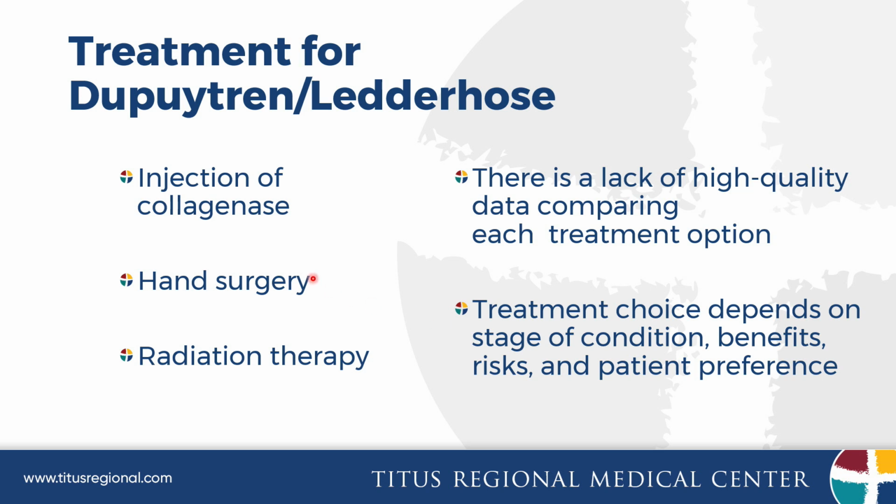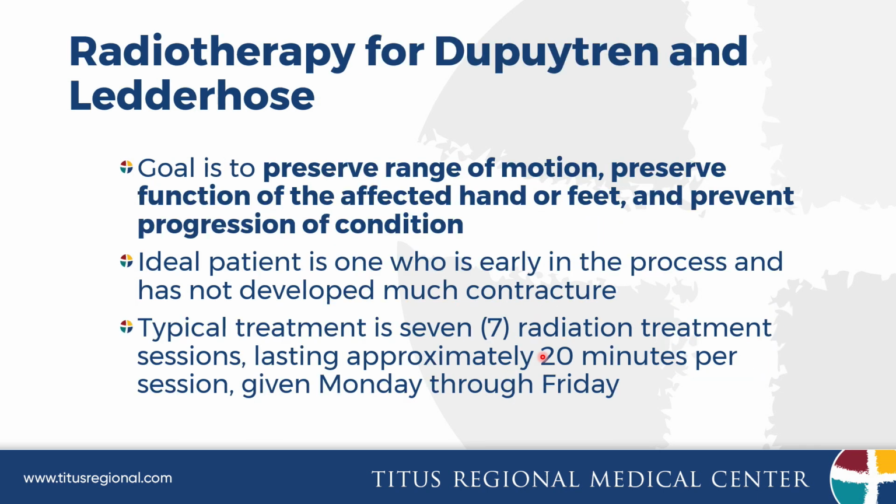There are a variety of different treatments out there for these conditions. They could be in the form of injection of a solution called collagenase. It could be radiation therapy, as we will talk about, and then there's also hand surgery. There are a couple of things that I need to mention. First, there's a lack of high quality data comparing each treatment option. And the treatment choice really depends on where you're at in the condition, that is the stage of your condition, what benefits you can expect from the treatment, what risk may be associated with it, and then what is the overall preference from the patient.